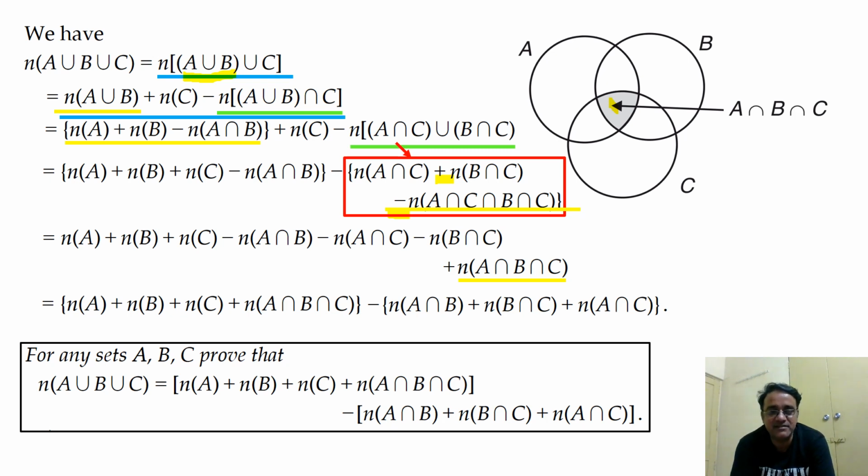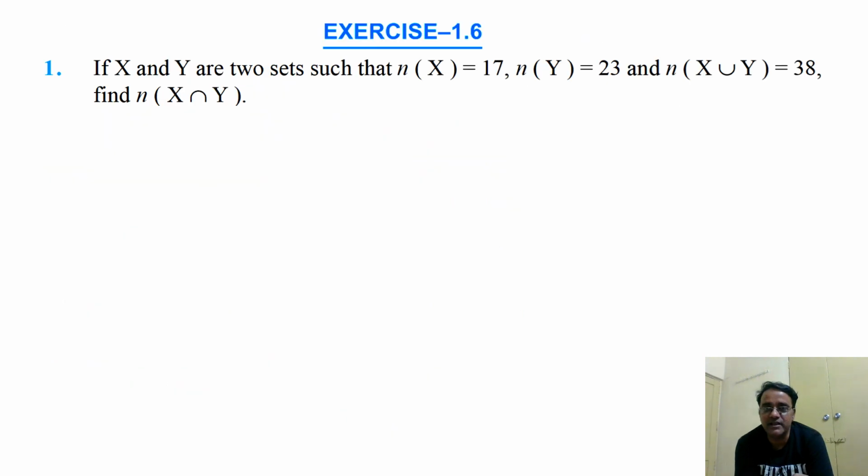n of A union B union C is equal to n of A plus n of B plus n of C plus n of A intersection B intersection C minus the sum of all these three, n of A intersection B plus n of B intersection C plus n of A intersection C. So this is the formula for three sets. Just before this we have seen the formula for two sets. Okay, now we are going to start the first question of the next exercise, that is exercise 1.6.